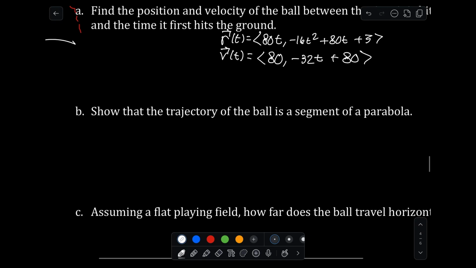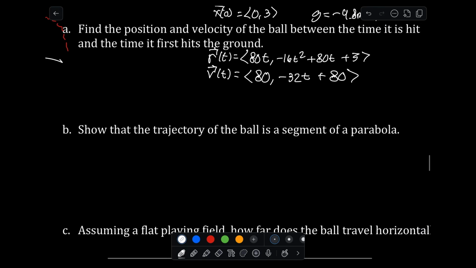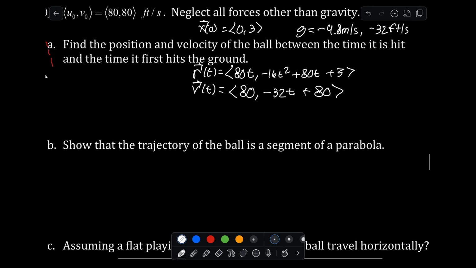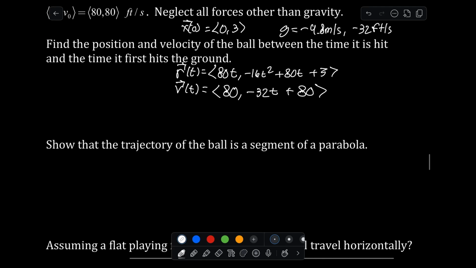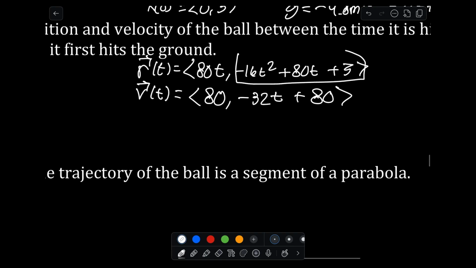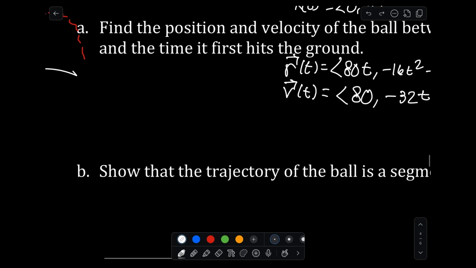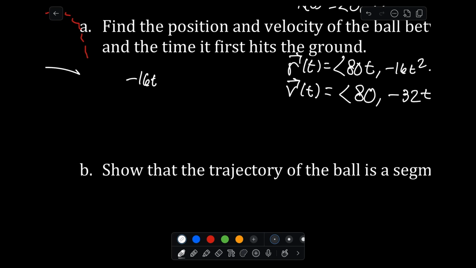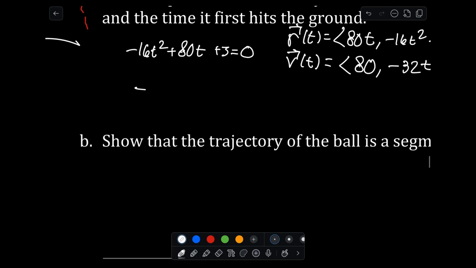Show that the trajectory of the ball. Oh wait, sorry, no, we still have to finish part A. Excuse me, we forgot a part right here. And now we have to find the time from the ball's first hit until it hits the ground. So we have to take this, because this is the relevant part. We're looking at when the ball's in the air and when it's going to fall to the ground, right? So we can use our good old friend, the quadratic formula, to help us out. And then we can just apply the formula.